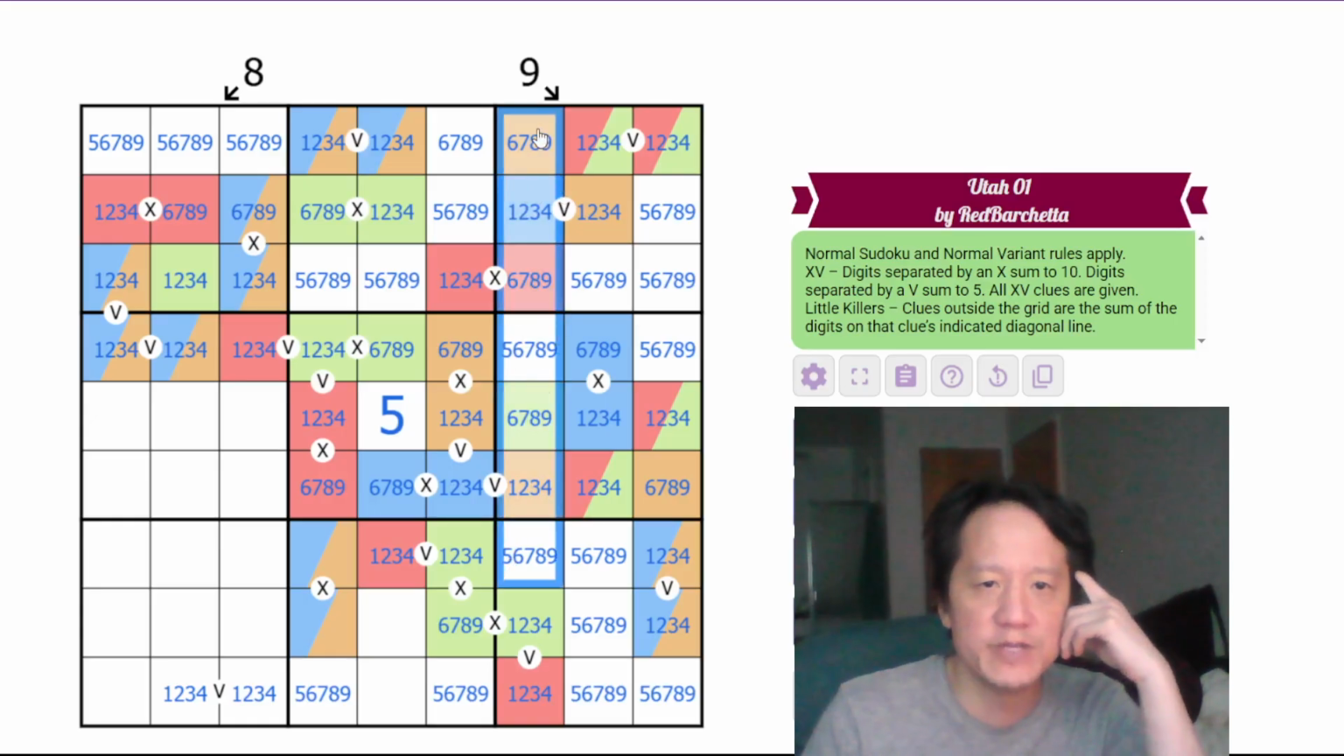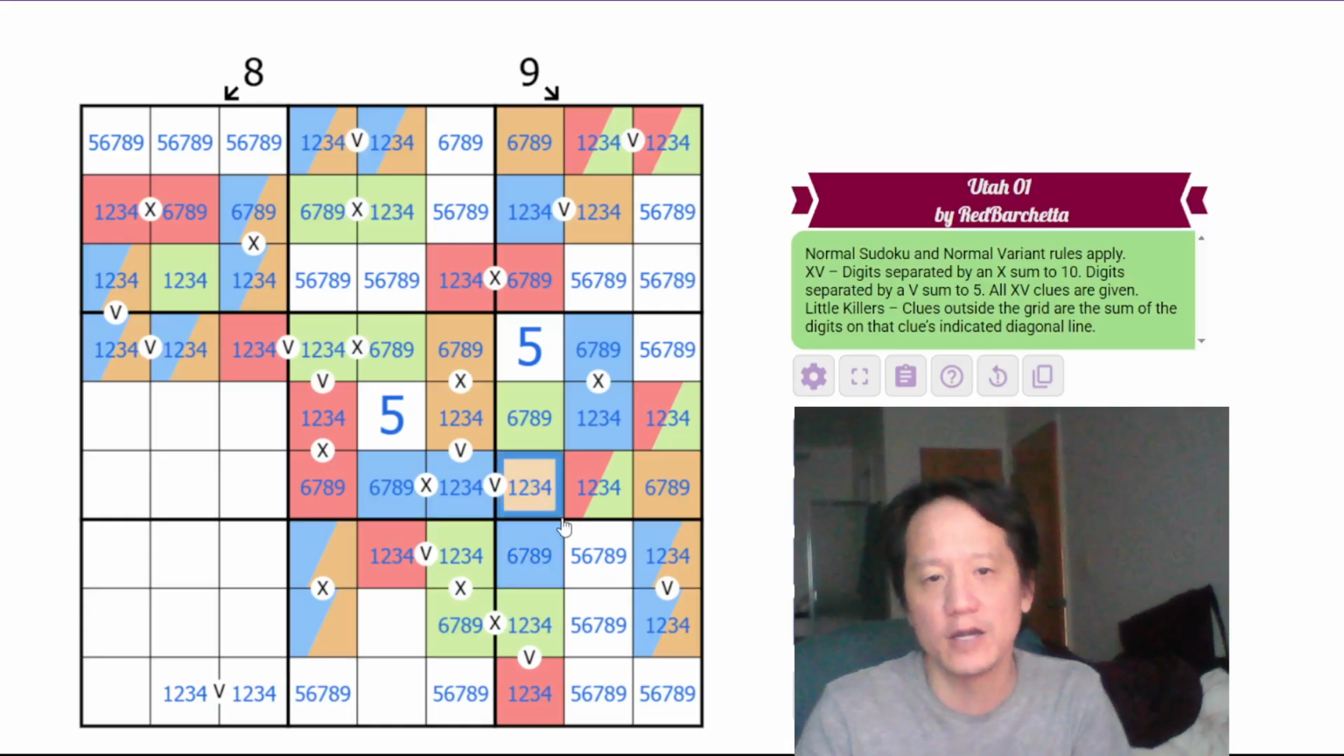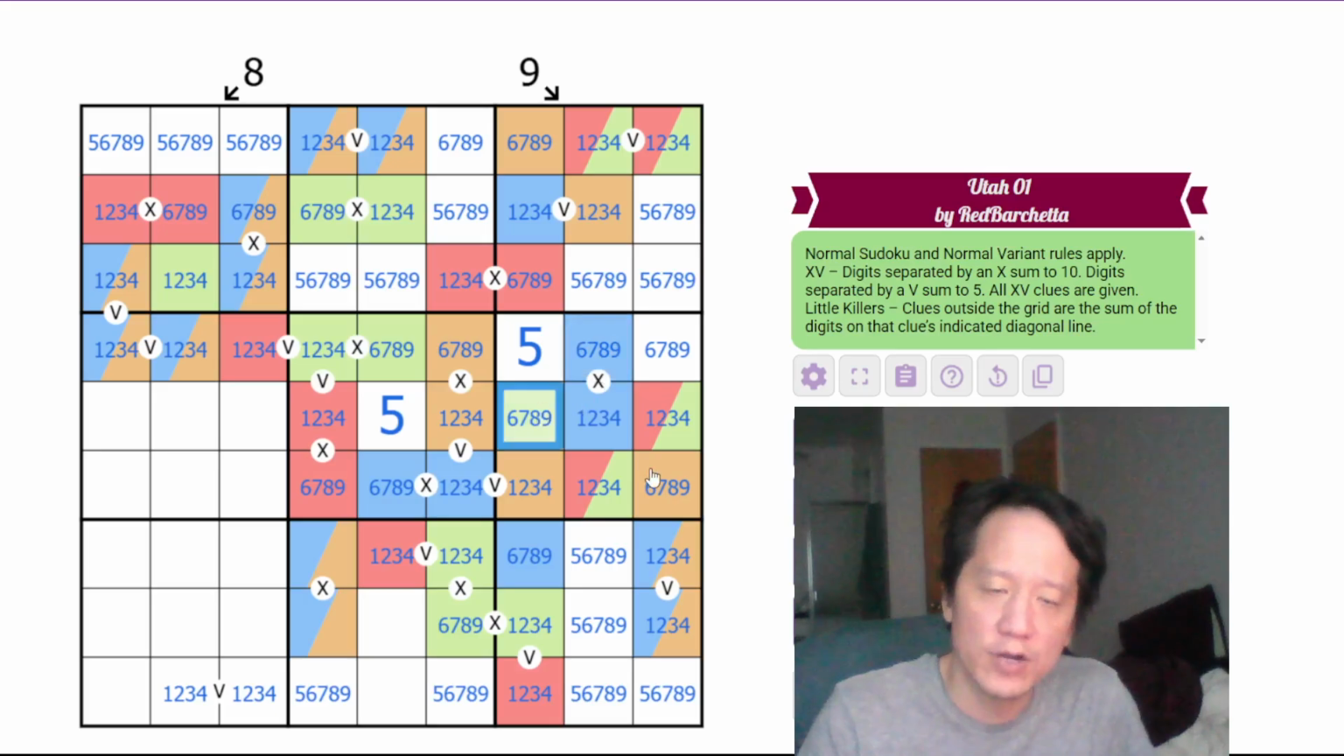The only thing we're missing now is a blue high and a 5. Well, this can't be blue high because of the blue high in the box, so this must be 5. This must be then the blue high. This can't be 5. This is not blue high, green high, or orange high, so it must be red high.